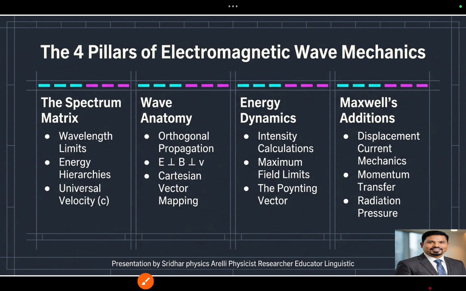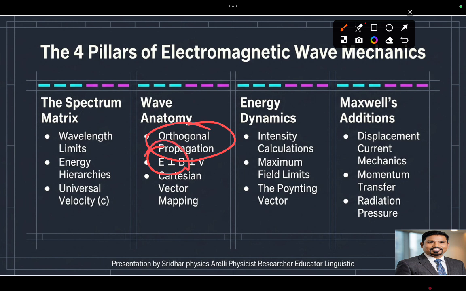The four pillars of electromagnetic waves: wavelength, energy and universal speed. How the wave travels, that is orthogonal propagation: the electric field and magnetic field are perpendicular to each other, and both are perpendicular to the direction of wave propagation. Then energy and intensity, what we recall from the previous questions, that is intensity calculation and the Poynting vector. From Maxwell's equations come applications to displacement current, to mechanics and momentum transfer, and radiation pressure.